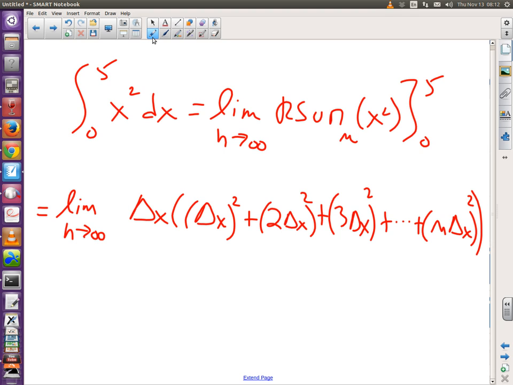Now remember, what is n times delta x? What was delta x again? Delta x equals b minus a over n. If you multiply that by n, you get b minus a, which is 5, because a is 0.